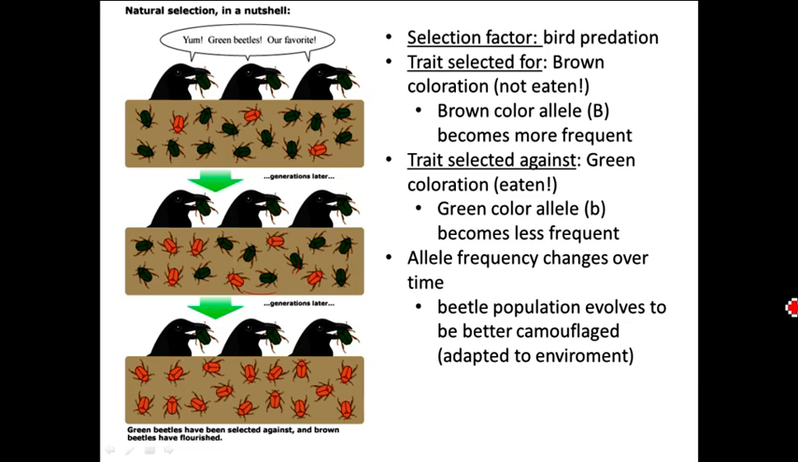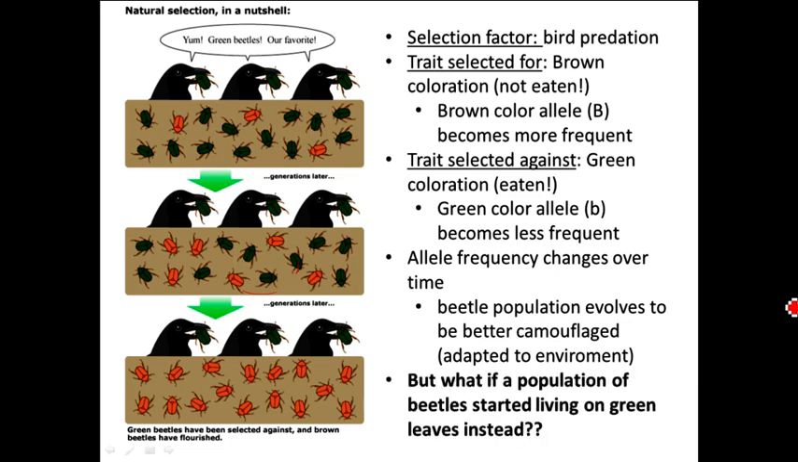But what do you think would happen if the population of beetles started living on green leaves instead of on the bark? Then the things that are selected for would reverse. If a population moved to a new environment and the only thing to live on was the leaves, then being brown would be detrimental and being green would be beneficial. So one thing to keep in mind when you're thinking about natural selection is that there isn't one certain end point.